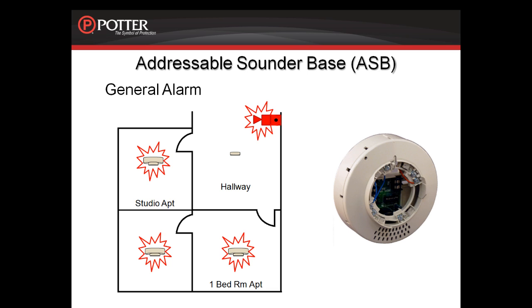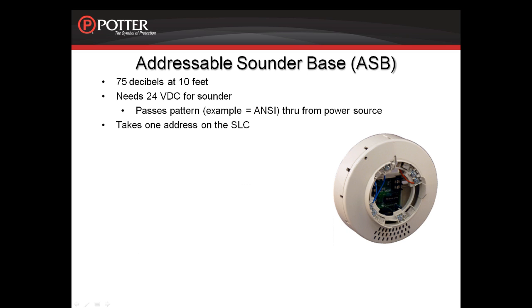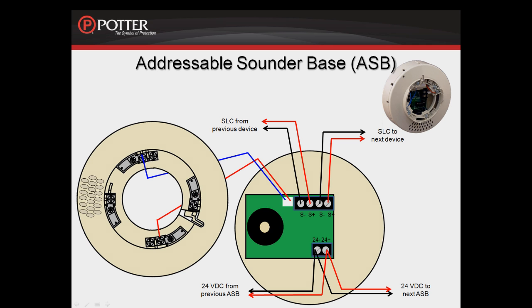The sounder base produces a minimum of 75 decibels at 10 feet, which complies with UL 464. The sounder does need 24-volt DC power in order to operate. The ASB passes through the sound pattern sent to it from that particular power source. For example, if you have a PSN-64 Potter power supply, you can make one of the outputs send an ANSI temporal pattern to the sounder when it activates.